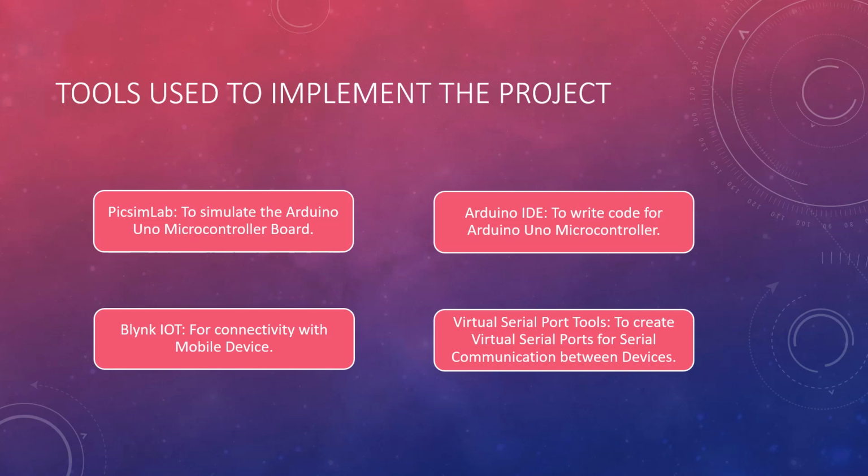You will use Blink to create a mobile app interface that allows users to control and monitor the various aspects of the home automation system remotely, such as light, temperature, and water tank level. Then let's talk about virtual serial port.